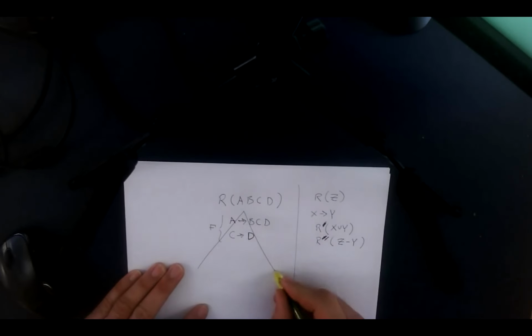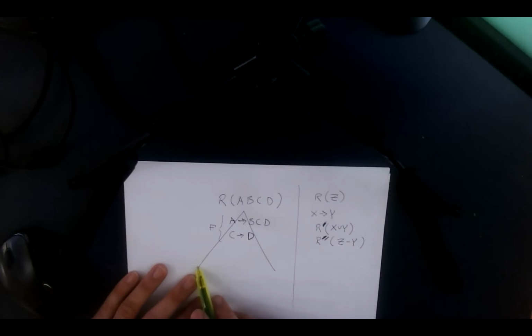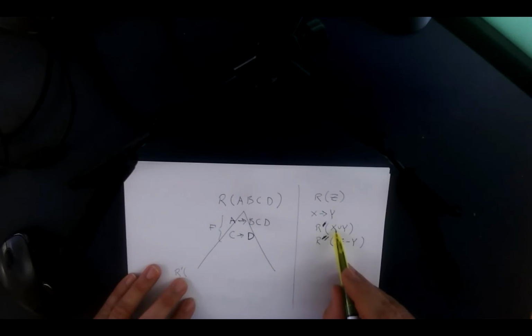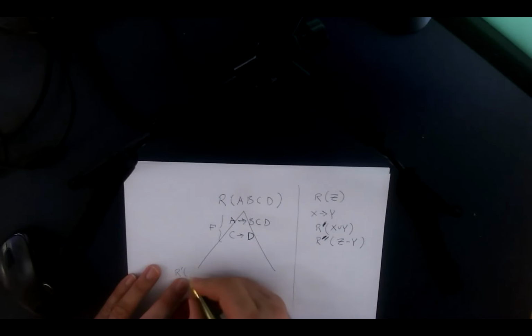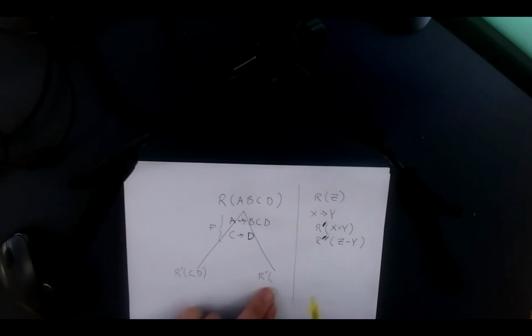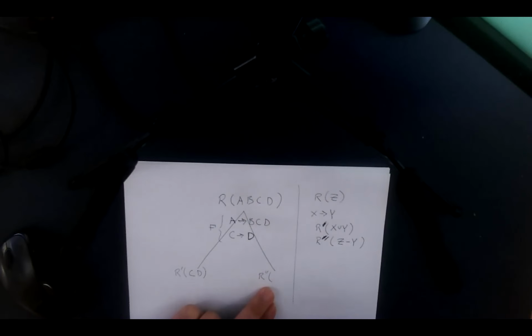So we're going to get two tables out of this. One of the tables, the R prime table, is going to wind up being X union Y, and in this case that is C and D. So we get the table CD. Then we get the other table, R double prime, which is everything except for D. It takes the original A, B, C, D and removes D, because Z is A, B, C, D and Y corresponds to D. So we get A, B, C.